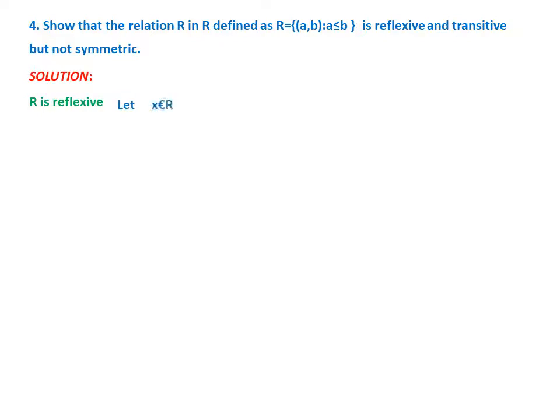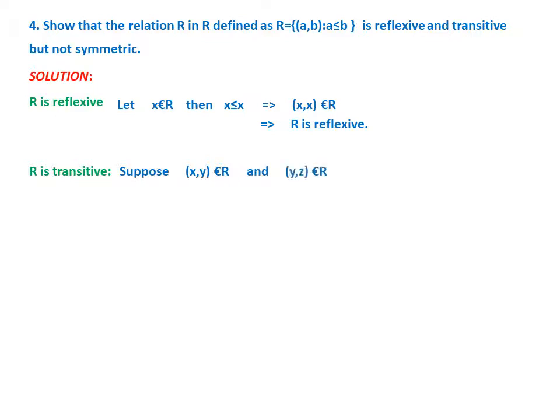R is reflexive because this is the method. Let x belong to R. Then you know that for any real number x, x is always less than or equal to x, because equality is there. Therefore, this implies (x, x) belongs to R. So R is reflexive. This is the argument. Second one, R is transitive because, say for example, you take (x, y) belongs to R and (y, z) belongs to R. This implies x is less than or equal to y and y is less than or equal to z, and x, y, z are real numbers. Definitely this implies x is less than or equal to z. So now this should be in R.